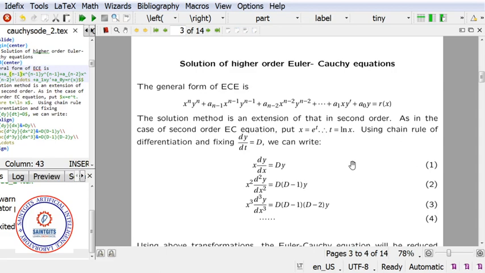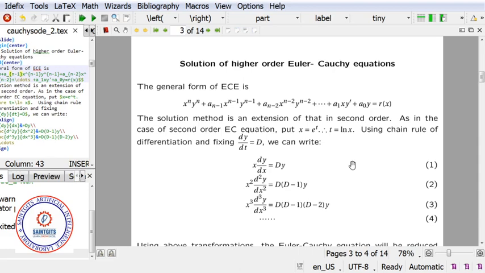The general form of a higher order Euler Cauchy equation is x raised to n into the nth derivative of y, plus a(n-1) x raised to n minus 1 into the (n-1)th derivative of y, plus a(n-2) into x raised to n minus 2 into the (n-2)th derivative of y, plus etc., a1 x raised to 1 into the first derivative of y, plus a0 into y, is equal to r of x.